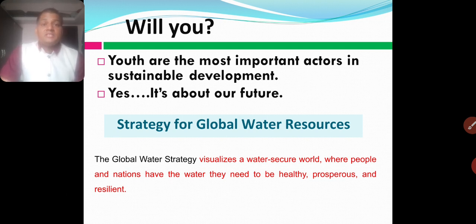Where people and nations have the water they need to be healthy, prosperous and resilient. So all three are very important. It means we have to conserve and secure our water resources for our world, where the people and the nation have the water they need to be healthy as well as prosperous and resilient.